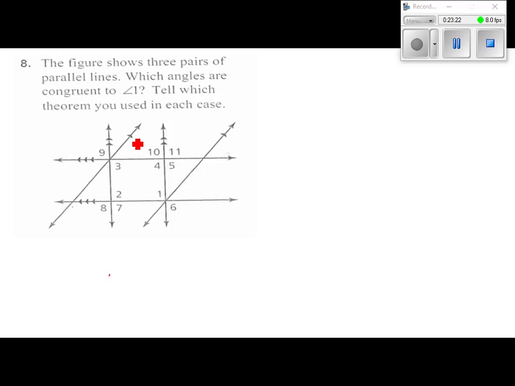They want to know which angles are congruent to angle 1. Can you just look at this and say, oh, angle 1 looks like a 90-degree angle, and then make up which other angles look like 90-degree angles? It's not going to work that way, is it?